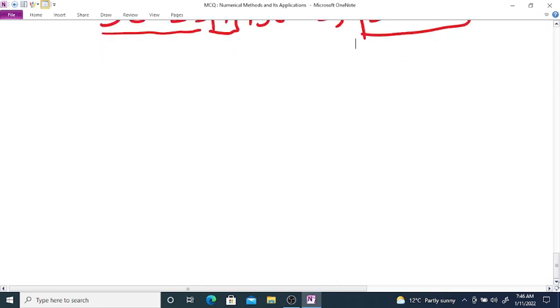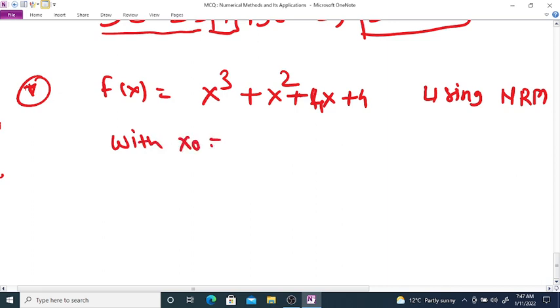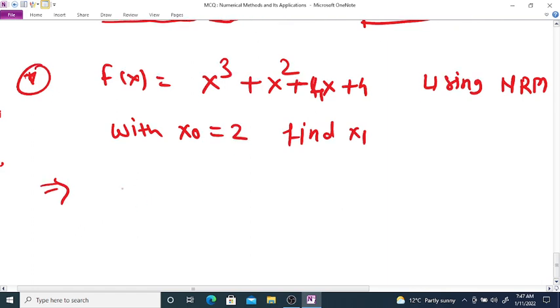Now next, solve the equation f of x is equal to x cube plus x square plus 4x plus 4, using the Newton-Raphson method, with x0 equal to 2. Find x1 correct up to 2 decimal places using the Newton-Raphson method. So we know that x1 is equal to x0 minus f of x0 divided by f dash of x0.